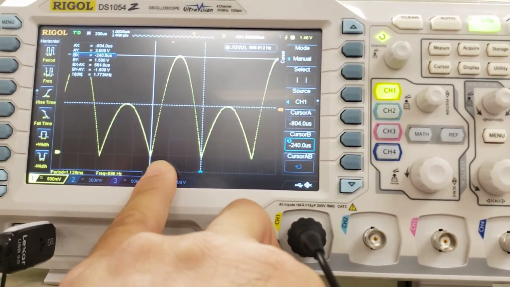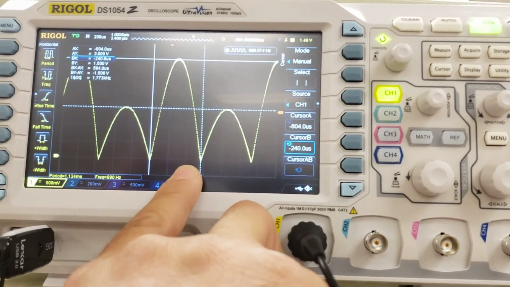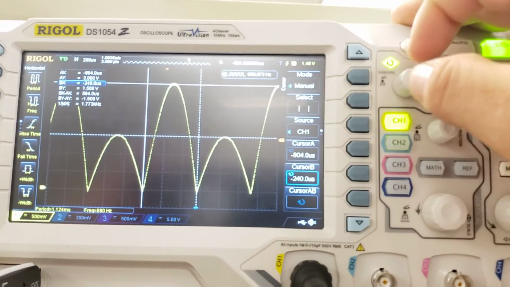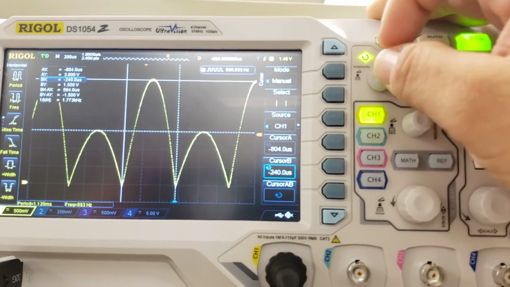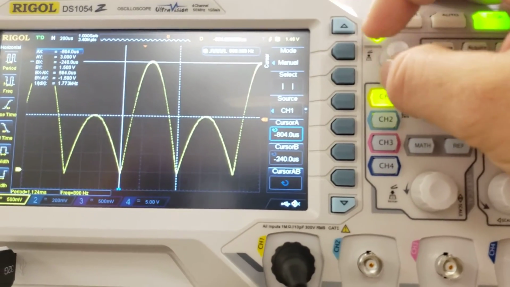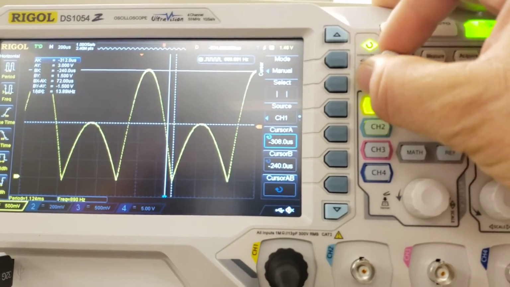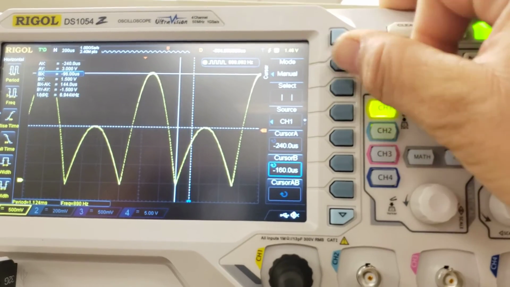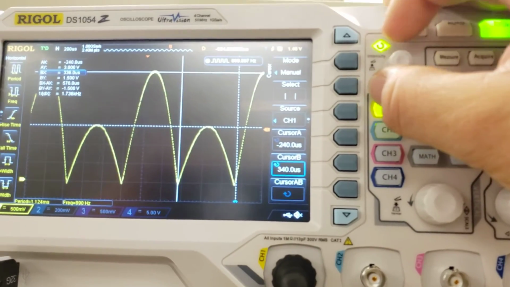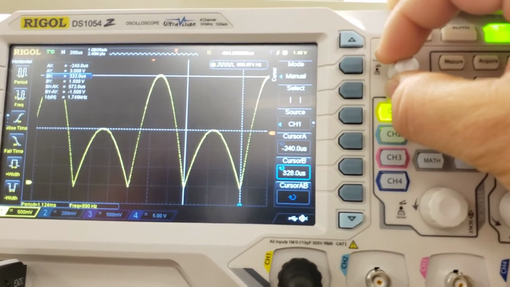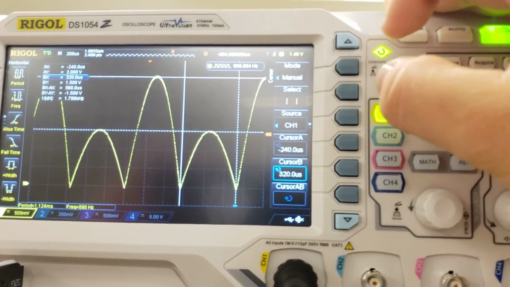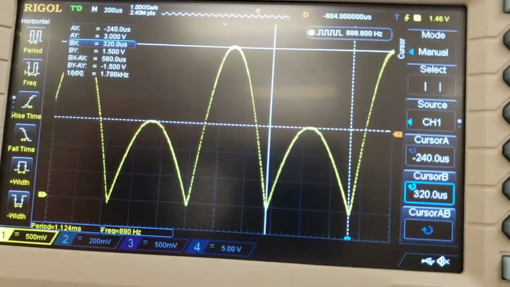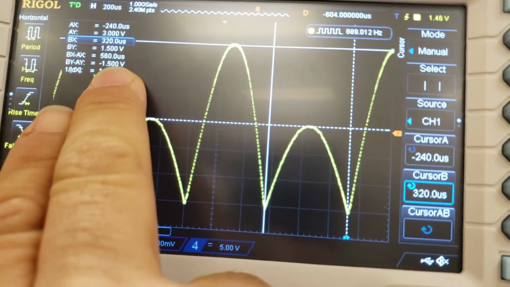Each period, or each duration of the sine wave is 560 microseconds. We can adjust to the second waveform here. Put it right on the peaks there. As you can see, 560 microseconds.